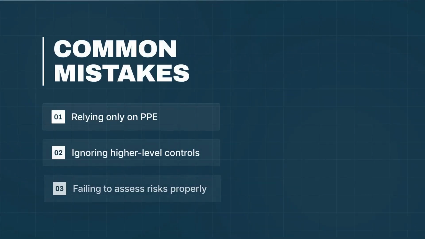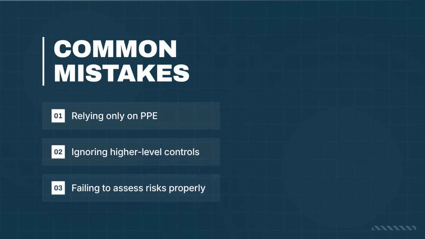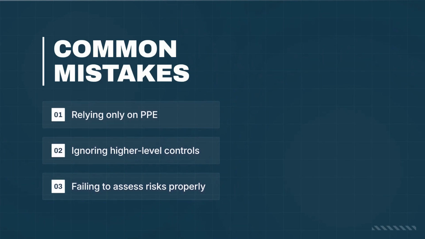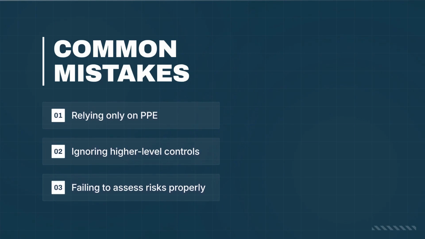Common mistakes include relying only on PPE, ignoring higher-level controls, and failing to assess risks properly. Always follow the hierarchy in order. The hierarchy of control is one of the most important tools in safety management. The higher the control level, the better the protection. Remember, eliminate the hazard whenever possible.